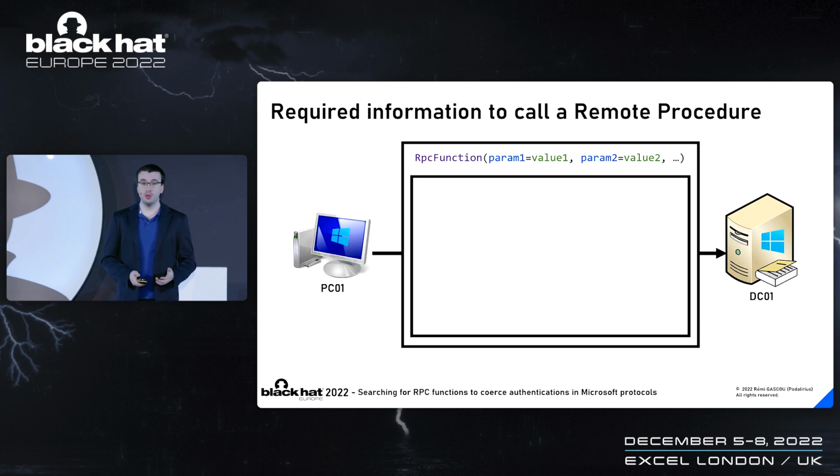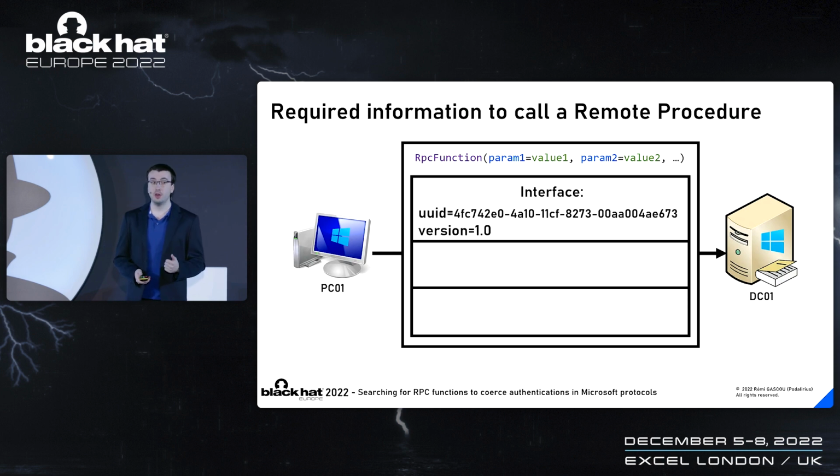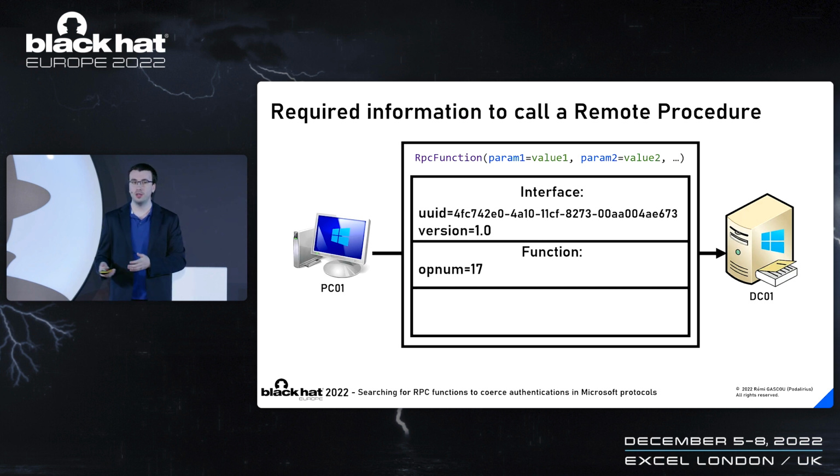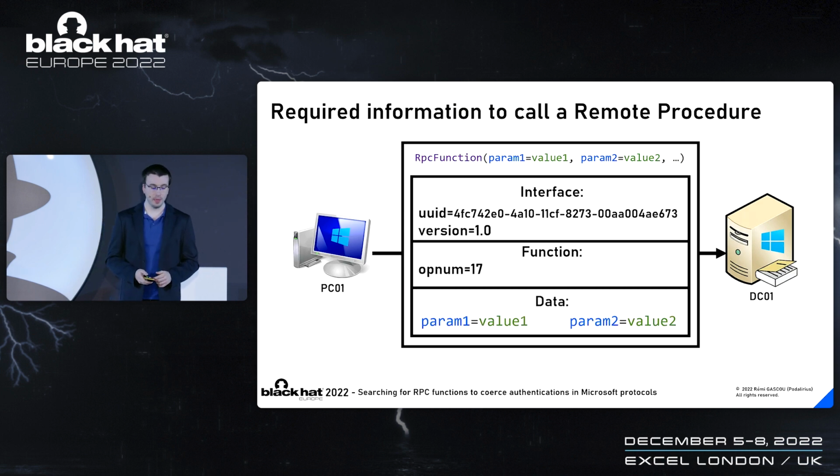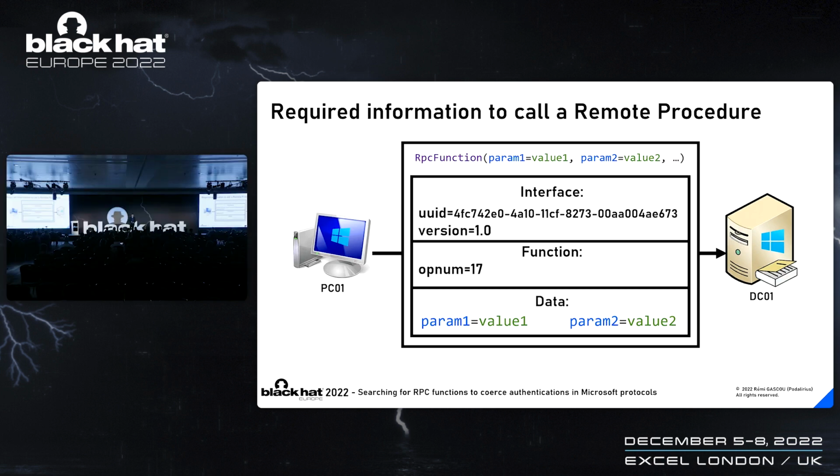To call a remote procedure, we need 3 things. Firstly, we need to know in which RPC interface this function is defined. An RPC interface is defined by a couple of universally unique identifier and a version. And we'll need to know what is the operation number of the function. The operation number of the function uniquely defines this function inside the interface, because inside an interface you will have many functions, and they are all listed inside kind of a list, and the operation number is auto-incremented to define each function. And finally, we'll need the parameters, just as any function in any programming language.